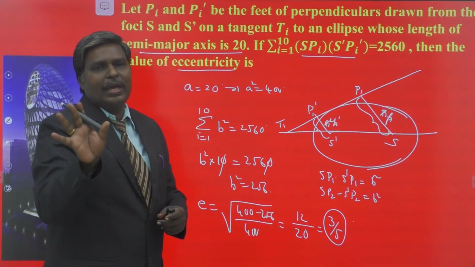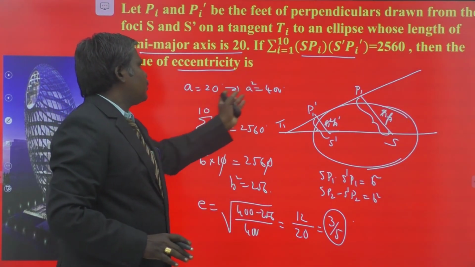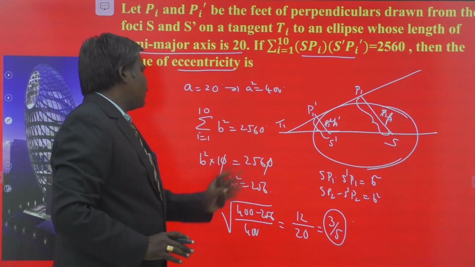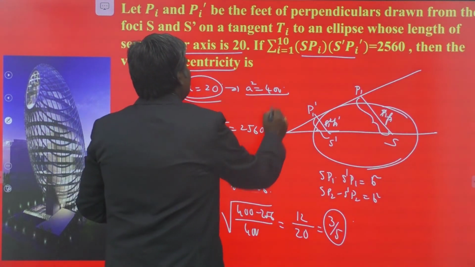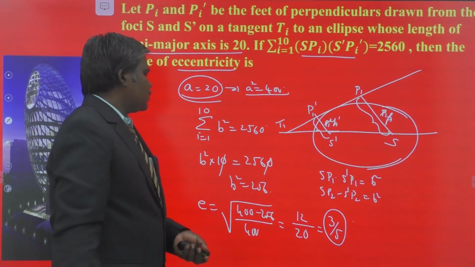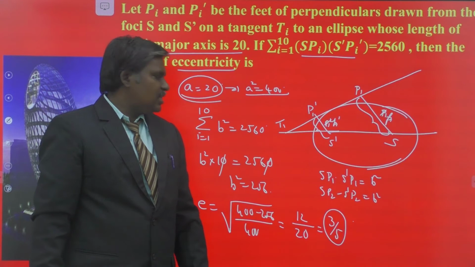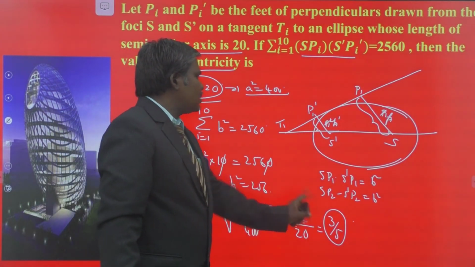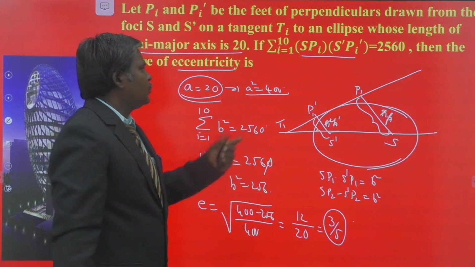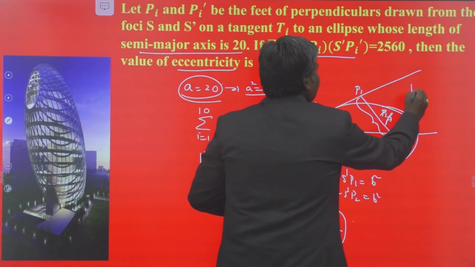So one and only logic: the product of perpendiculars drawn from the foci to any tangent is B square. So 10 times B square is there. From that you can easily calculate the B square value. Already A is given to you, so you can calculate A square. Once you know the A square and B square values, you can get the eccentricity by the formula root of A square minus B square by A square, that is 3 by 5. So only one concept: the product is B square.